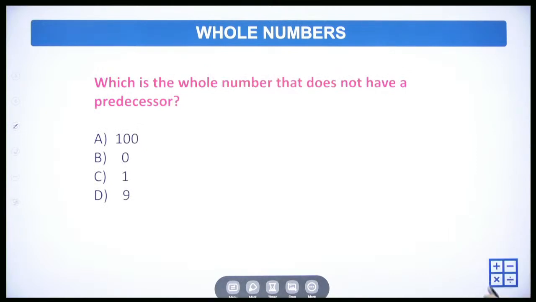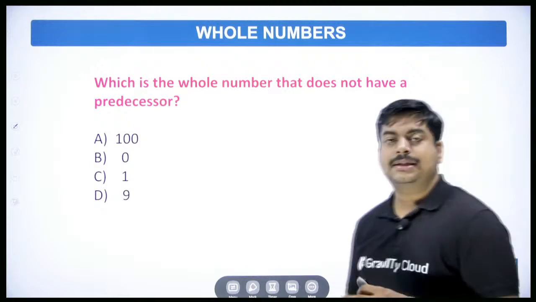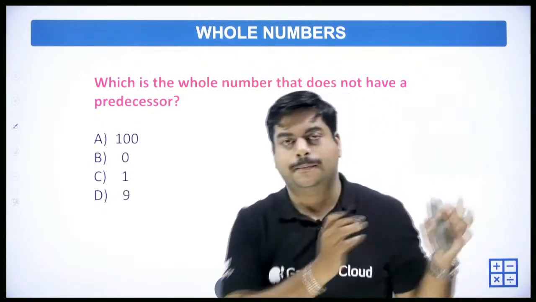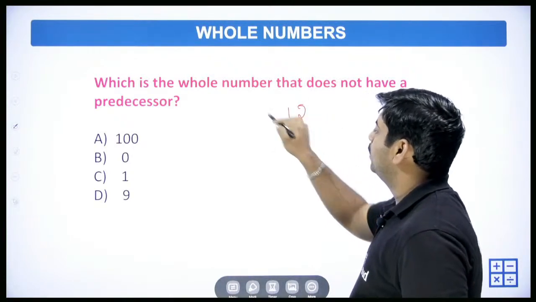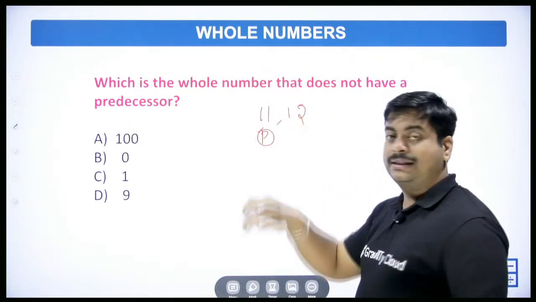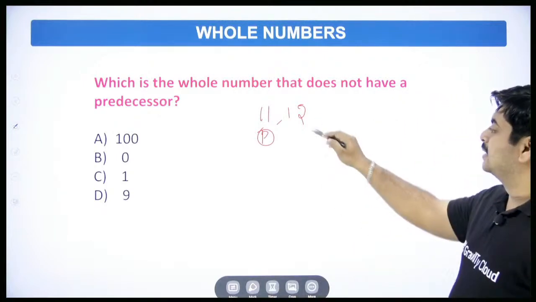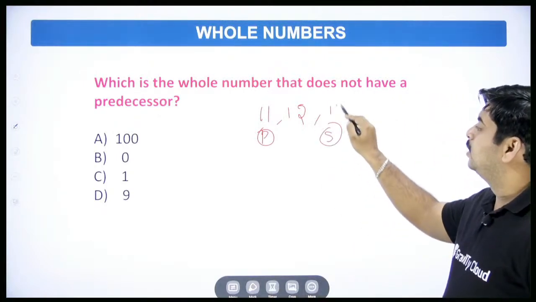Which is the whole number that does not have a predecessor? What is a predecessor? A predecessor is a number which comes before. For example, I have a number 12. The predecessor of this will be 11, and the successor, I told you already, will be the number 13.